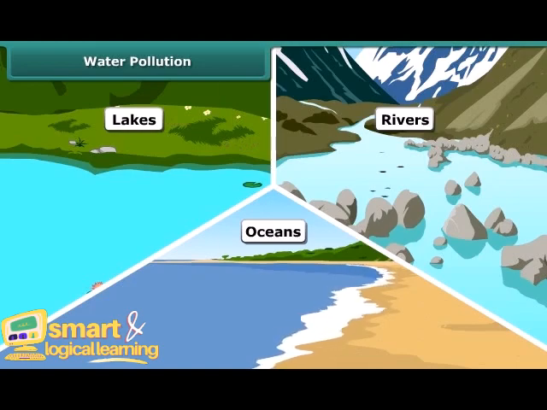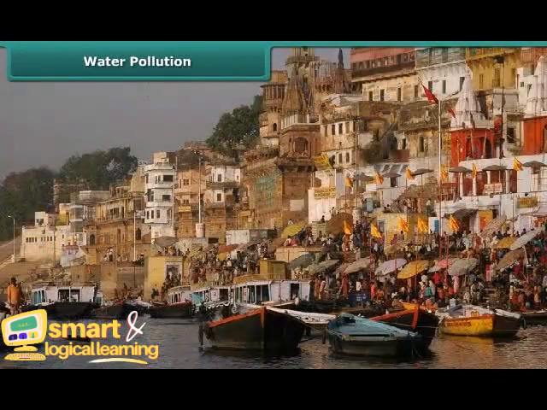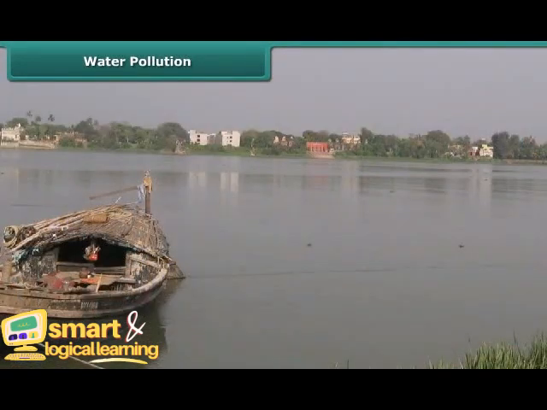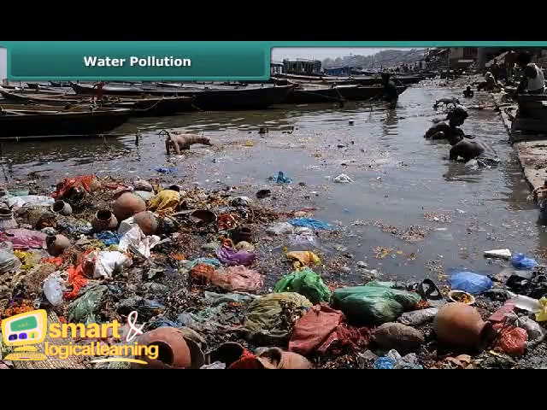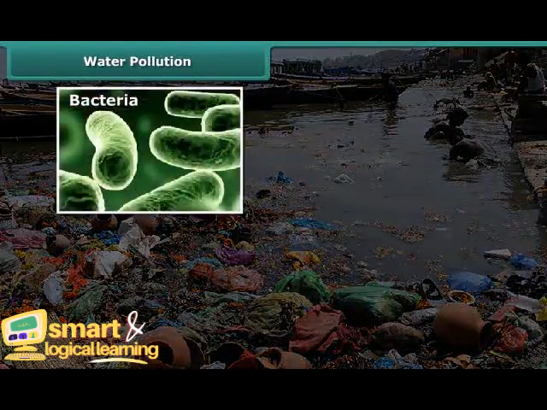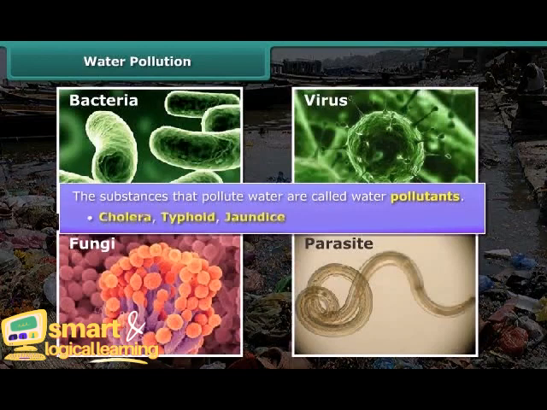Let us take the example of River Ganga. Millions of people depend on it for their daily needs and livelihood. Recently, Worldwide Fund for Nature WWF found that Ganga is one of the 10 most polluted rivers in the world. The polluted water of the resources may contain bacteria, viruses, fungi, and parasites which cause diseases like cholera, typhoid, and jaundice.